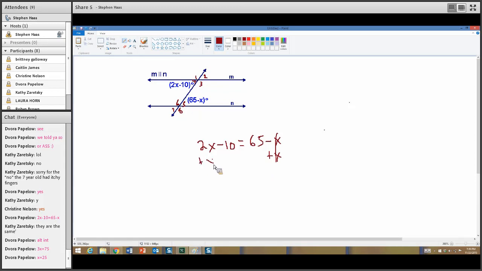So we can add x to this side as well. Now we can combine the x's. 2x plus 1x is 3x minus 10 equals 65. And I see Devorah did it all in one step, and that's fine. But for the time being, let's try to do it in multiple steps.